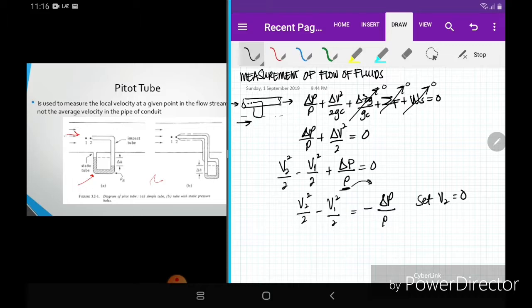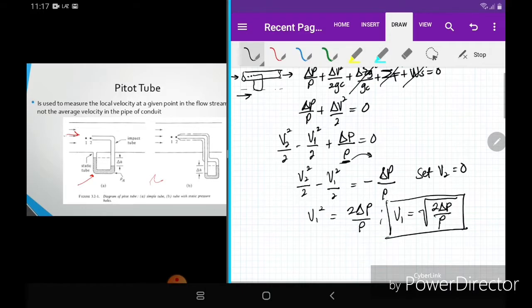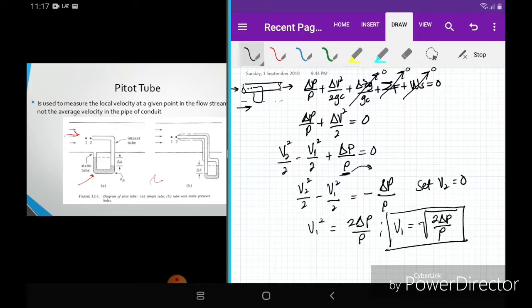Then, V sub 1 squared is equivalent to 2 delta P over density. Or, V sub 1 is equivalent to the square root of 2 delta P over density. So, this is your equation for the pitot tube, if we want to know the velocity of the flow here. Since it is in the middle, most probably what we can get is the maximum velocity. Remember, in the flow inside the pipe, the highest velocity is at the center.